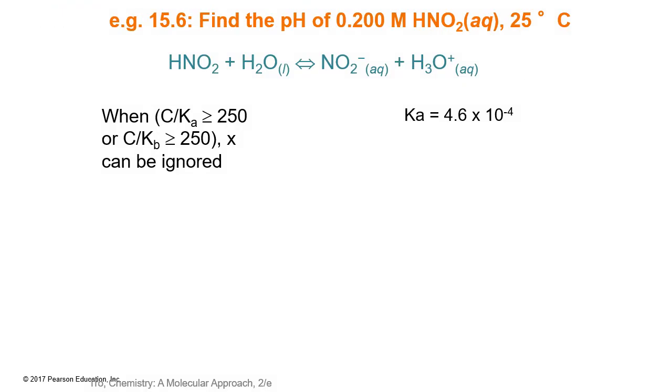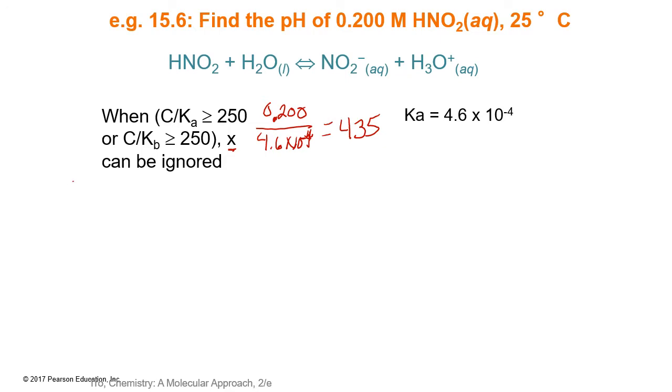Let's look at an example. We're going to find the pH of a 0.2 molar nitrous acid solution. So we can see if our X, the decrease in X for our initial concentration, is small enough to be ignored. If we compare the original concentration, which is 0.20, to our Ka, which is 4.6 times 10 to the minus 4, we see that it is equal to 435. Because this is larger than 250, we're going to ignore the X, the subtraction of the X from our initial concentration. The homework uses a value greater than or equal to 1,000.